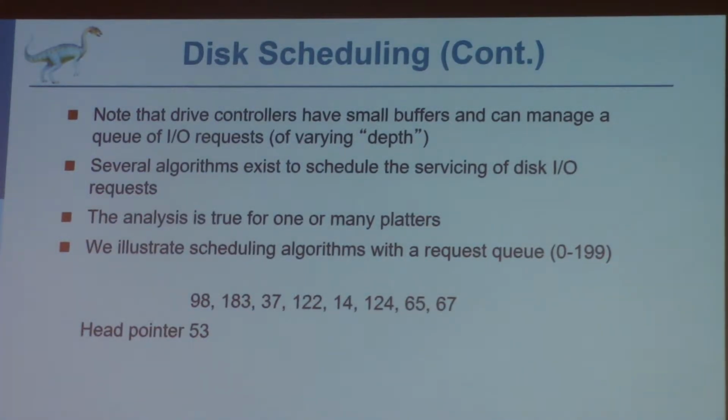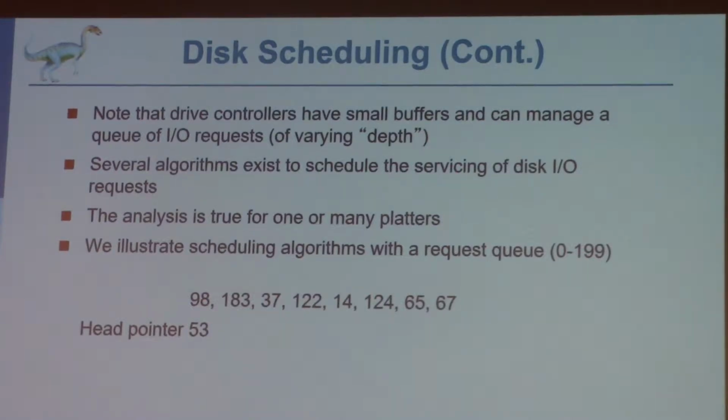The head pointer means right now the head is at position 53. This is the tip of the head, the tip of the arm, so you can read the data. It's currently 53. Then first come, first serve is simple. We can just read the data: 98, then 183, then next 37, and so on. That's it. It's a very simple algorithm.